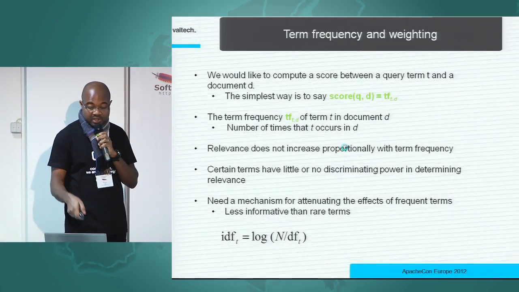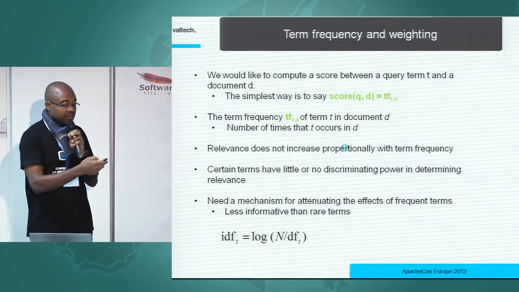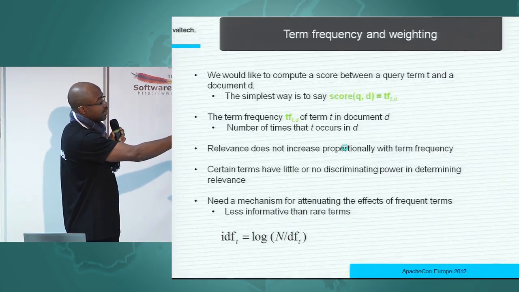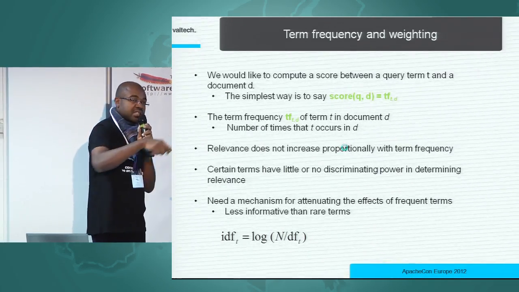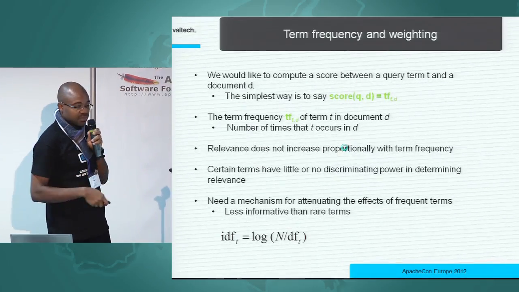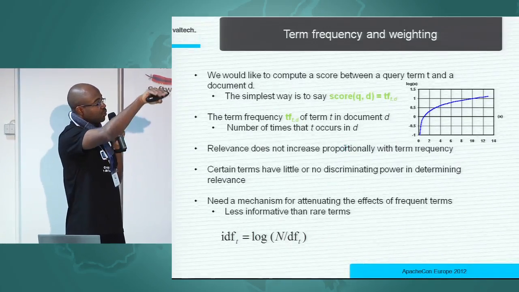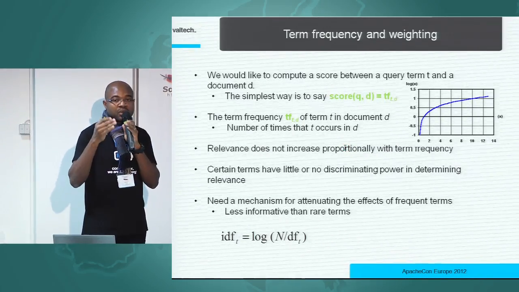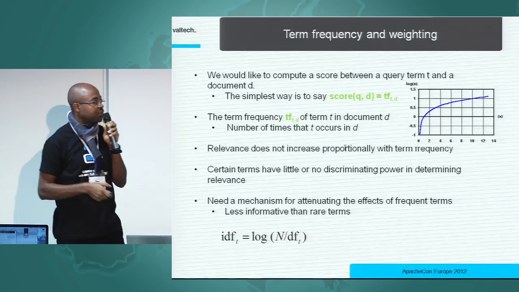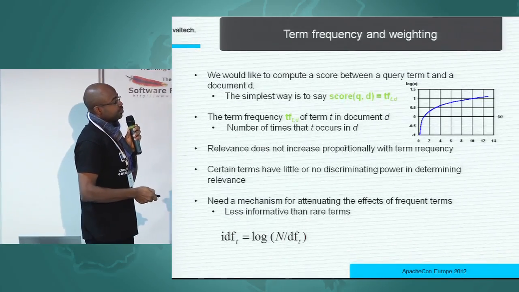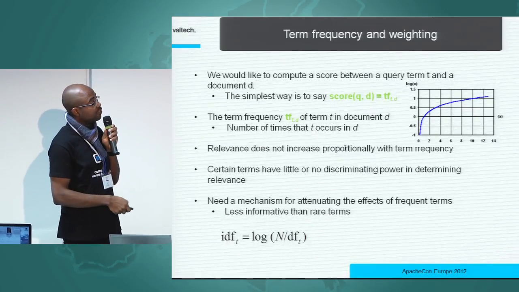The inverse document frequency is defined as N, the total number of documents in the collection, over the document frequency, the number of documents containing the term t. And the logarithm is used just to dampen the value of the IDF, because the function y equals x goes too fast. We need to dampen its effect. So we have this for attenuating the effect of frequent terms.